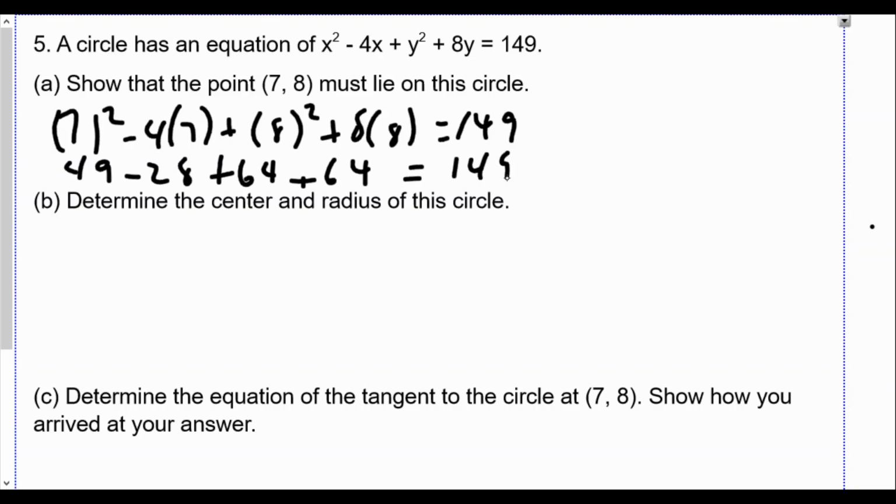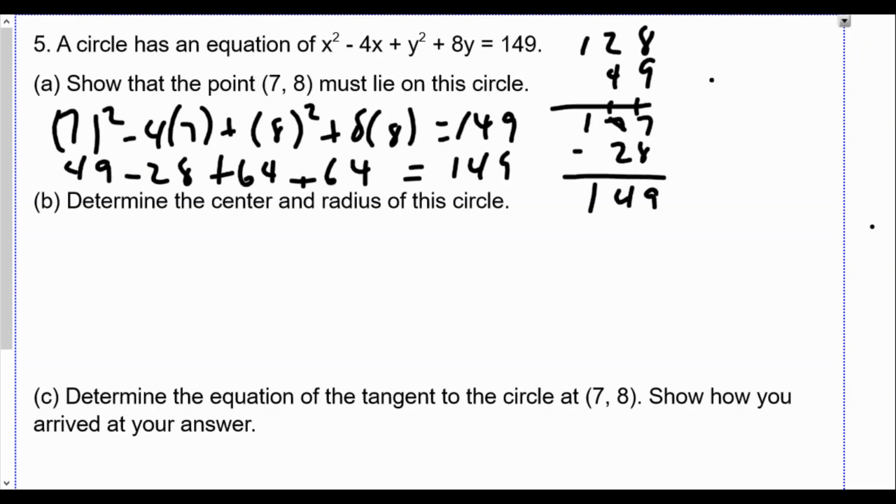All right, so 64 plus 64, that's 128. And then plus 49, that's going to give us 177. And we're going to take away 28. And that's going to give us 149. So we get 149 equals 149. That's our check to make sure that this point is on the circle.